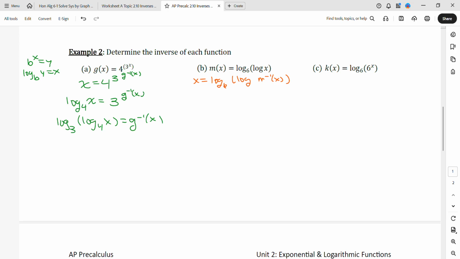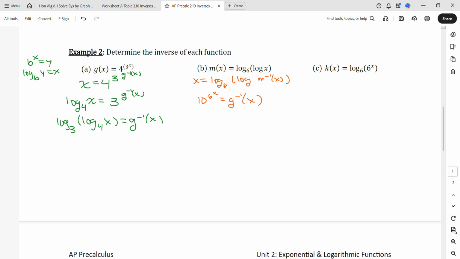Because if I look at this pattern, that 4 becomes the base of the most inside log. So the most inside log here is 10, the common log. So this should have 10 as its base. And then the next base of the exponent is 6 raised to the x. That's one way to do it.